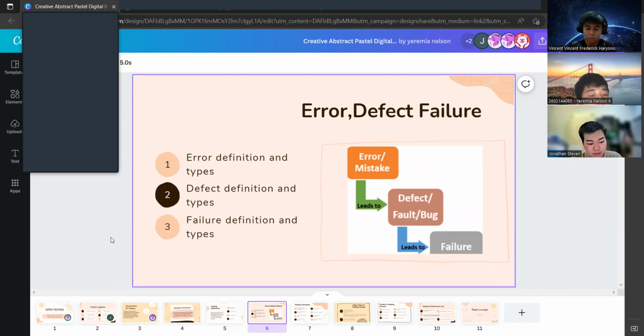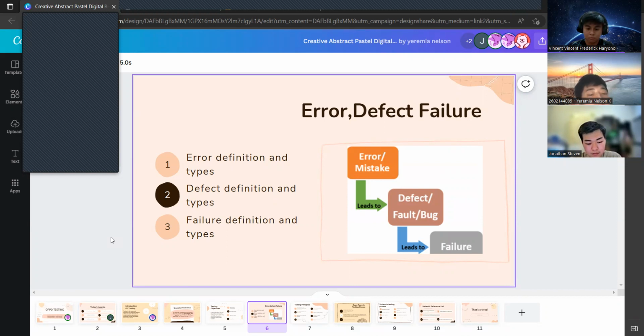And the next one is defect. Defect is a variance between expected and actual result that occurs from an error, which is found by a tester during testing. Defect can make any system unusable or inefficient, not compliant to the specified requirement and criteria.